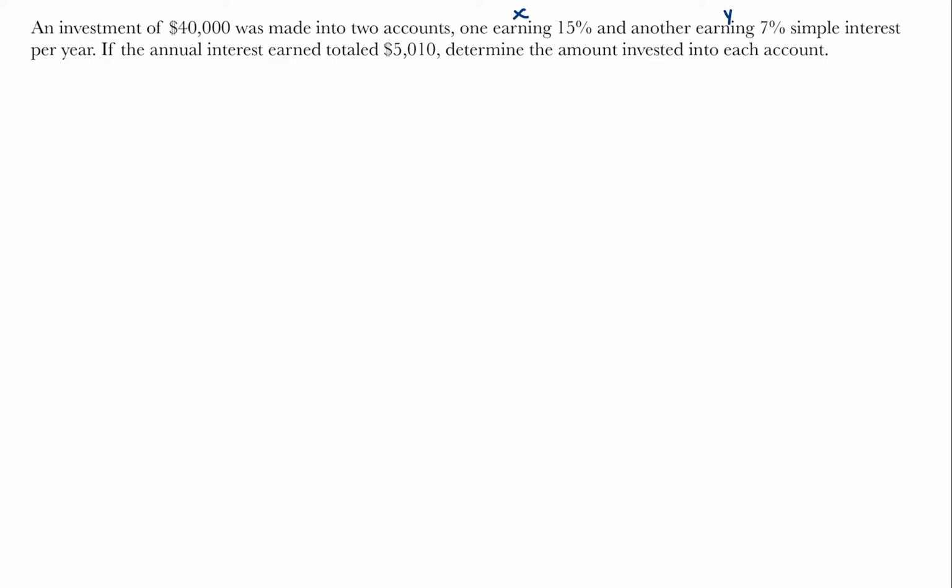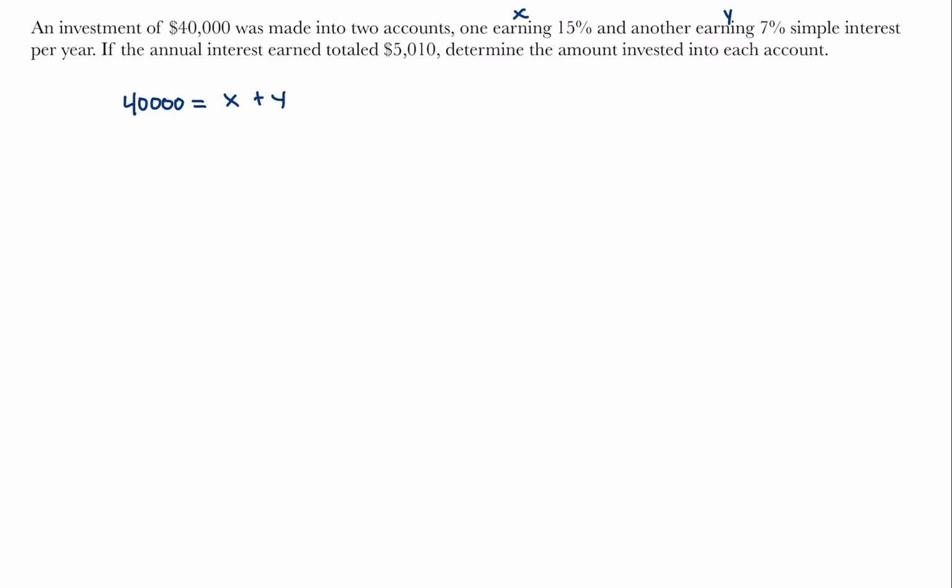So now, since we're working with systems of equations, I'm going to need to come up with two equations for this story problem. My first equation should probably deal with this $40,000 here. Okay, so I can say my $40,000 is going to be equal to my money from account X plus my money from account Y. So I can say X plus Y.